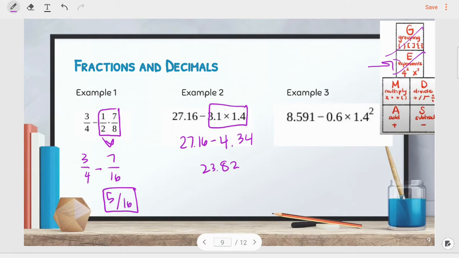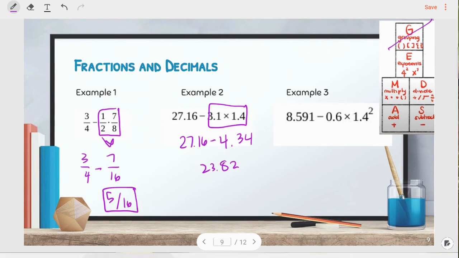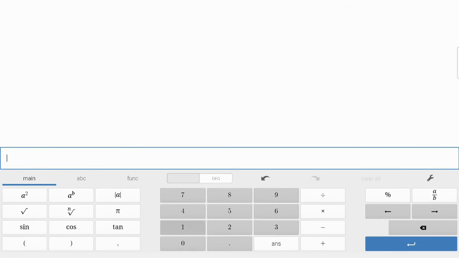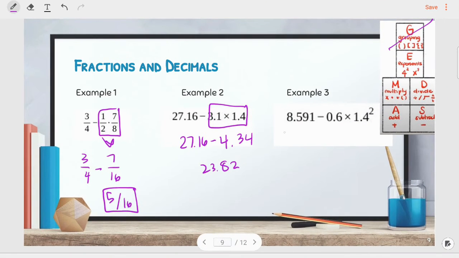Now on this problem, I do have exponents. I don't have any grouping symbols, so I'm going to jump past that, but I am going to do the exponents first. So 1.4 to the power of 2, that's going to require some calculator. 1.4, remember your exponent button is a to the b power, to the power of 2, 1.96. I'm going to keep bringing everything else down.